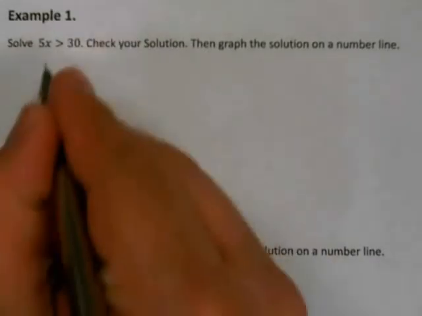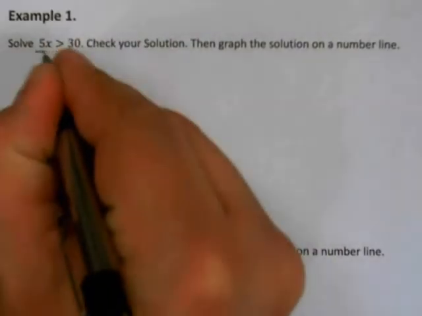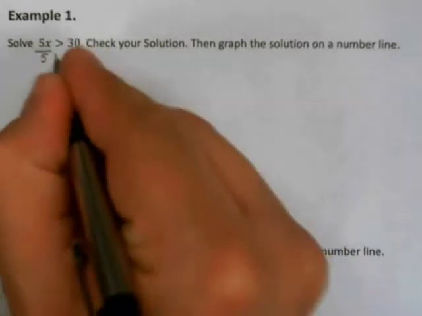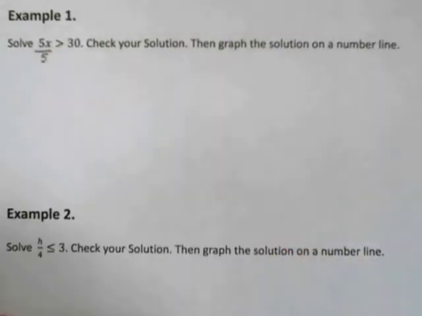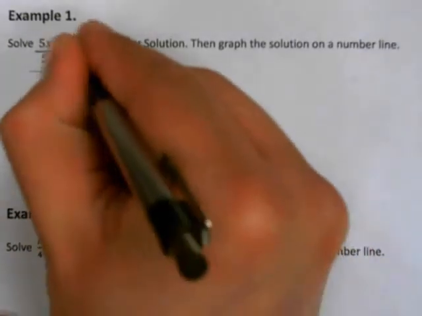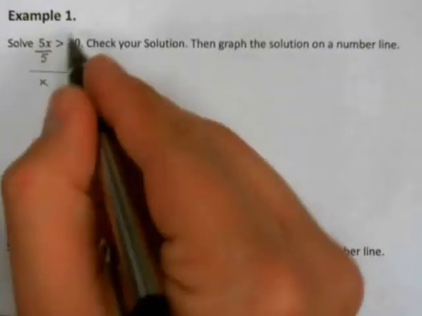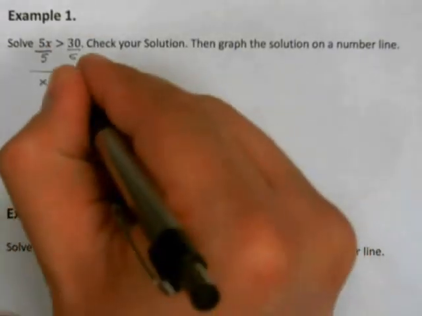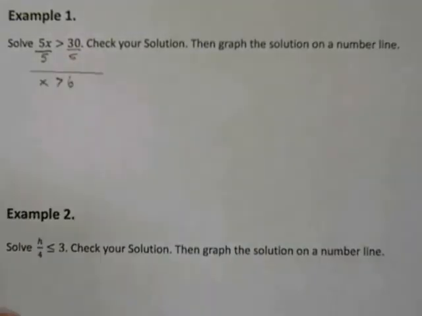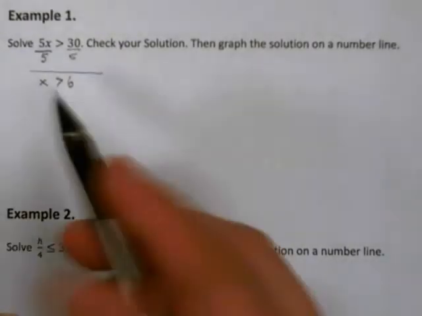So the first thing we need to do, just like we would in a normal equation, is divide by 5. Because 5 is being multiplied by x, we want to get x by itself. We have to do the opposite of multiplication, which is dividing. So 5 divided by 5 is just 1x. And if we divide by 5 on the other side to keep everything balanced, 30 divided by 5 is going to be 6. And we have x is greater than 6. That means x has to be greater than 6.